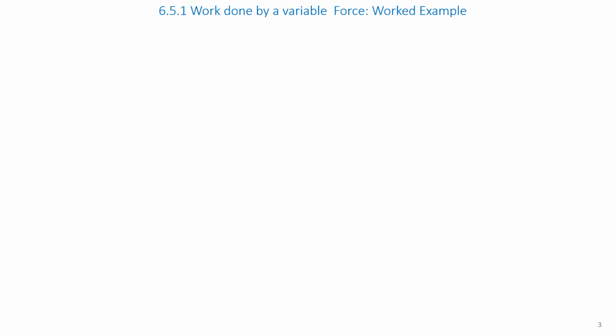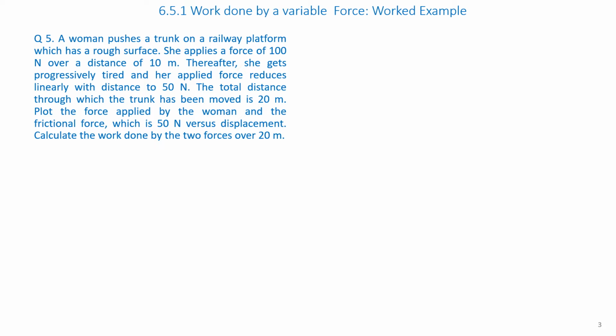Next, we will take up a worked example on work done by a variable force. In question number 5, it is given that a woman pushes a trunk on a railway platform which has a rough surface. She applies a force of 100 newtons over a distance of 10 meters. Thereafter, she gets progressively tired and her applied force reduces linearly with distance to 50 newtons. The total distance through which the trunk has been moved is 20 meters.